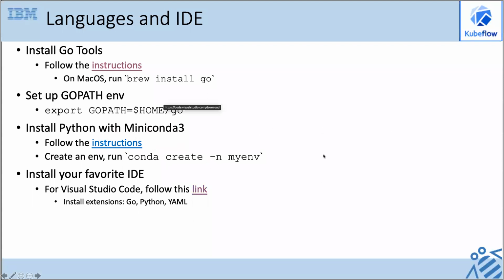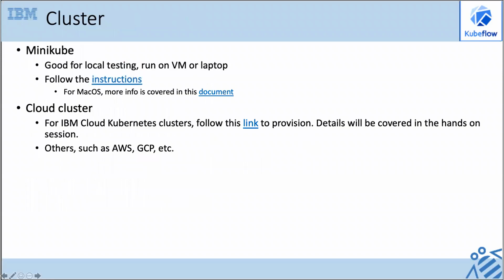After you install Visual Studio Code, you need to install extensions like Go, Python, and YAML. These three extensions, because Visual Studio Code uses extensions for all the language bindings. Even for Java, you have a Java extension for that. And I will show you that later on.